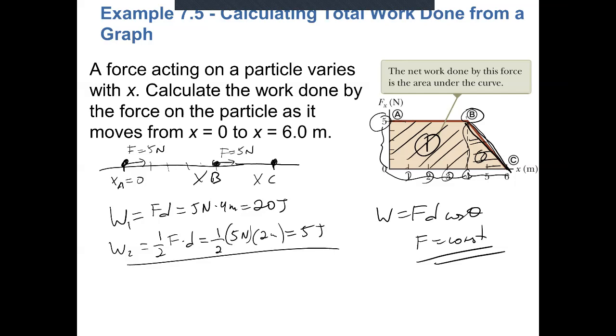So the net will be adding those 2 together. I'm going to get a net of 20 plus 5, so 25 joules. That's the total work done on this particle. And at the end, if I want to know the particle's speed when it gets to point C, I can say this is equal to the change in kinetic energy and use that. Let's say if I'm given the speed at point A, I can then use that to find the speed at point C. So that's another way of doing that.